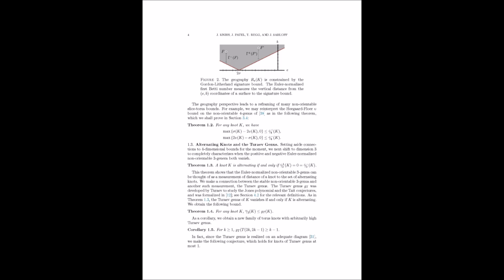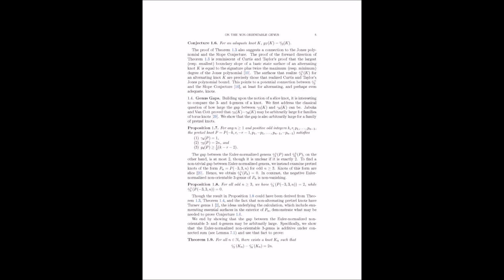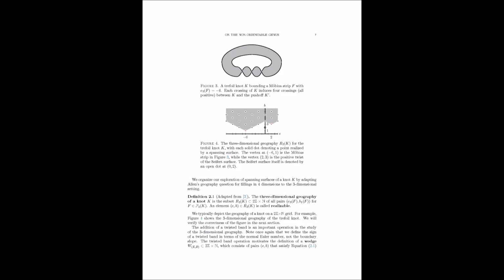Let's break that down. b₁ of F is the first Betti number. For a connected surface that has a boundary, like our soap film, this number just counts the number of holes or non-separating loops in the surface itself. A simple disk has b₁ equal to 0. A Möbius band has b₁ equal to 1.